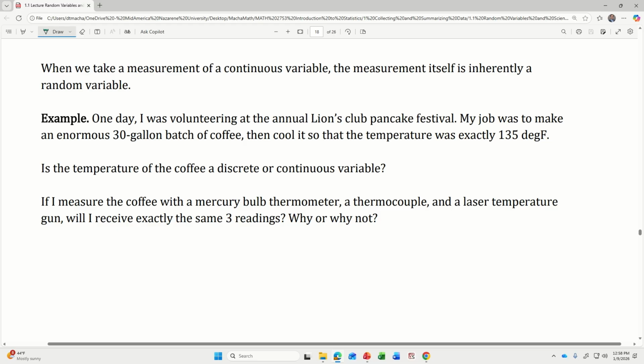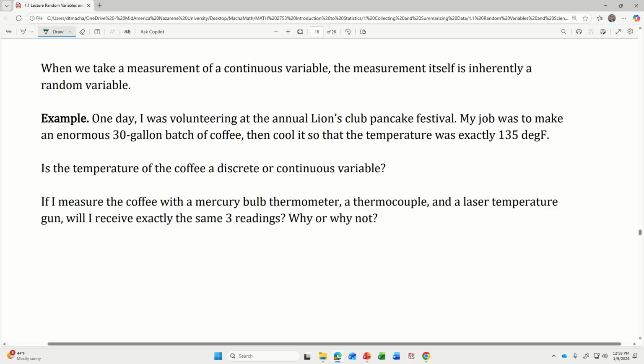Okay, this is a little bit tricky too, but take a stab at it. If I take a measurement of a continuous random variable, the act of measuring itself is a random variable. For example, there was a time when I was volunteering at the annual Lions Club breakfast in Lubbock, Texas. And it was a huge event that drew like 12,000 people to come eat pancakes for charity, right? They'd pay like $1 and get a dozen pancakes, and somehow they would still make money for charities.